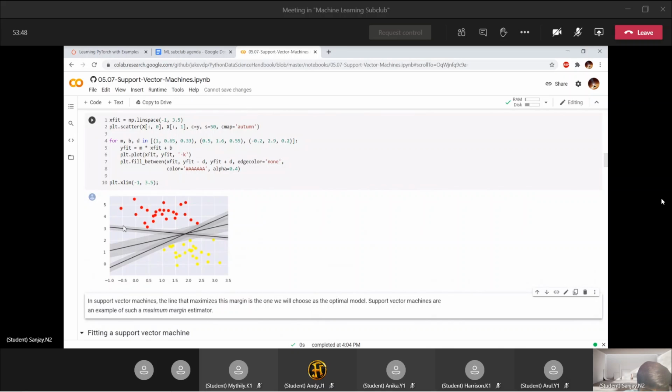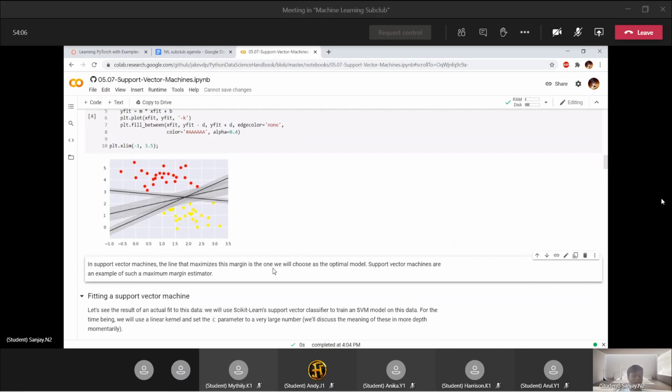So if we draw this, we can see that the line in the middle, the one in between the twos on the outside, is likely going to be the most accurate because the margin doesn't overlap any of the points, right? If you look at the top one, the top of the margin overlaps this class, and on this one, the bottom of the margin overlaps the yellow class. So in support vector machines, the line that maximizes this margin is the one we will choose as the optimal model.